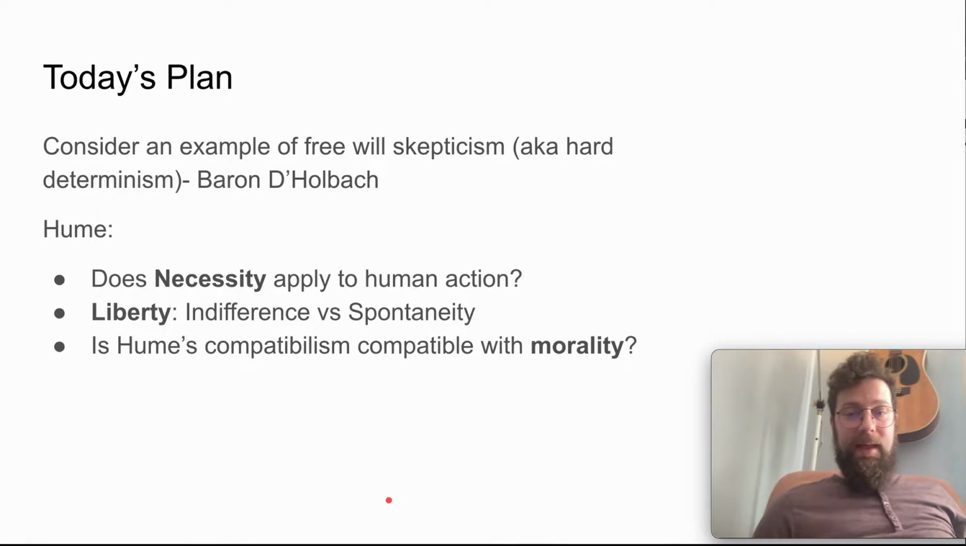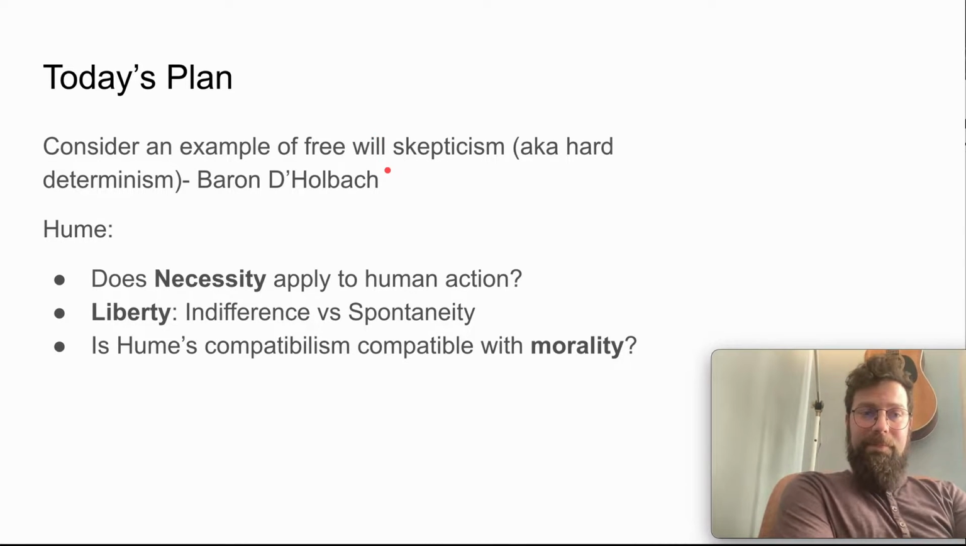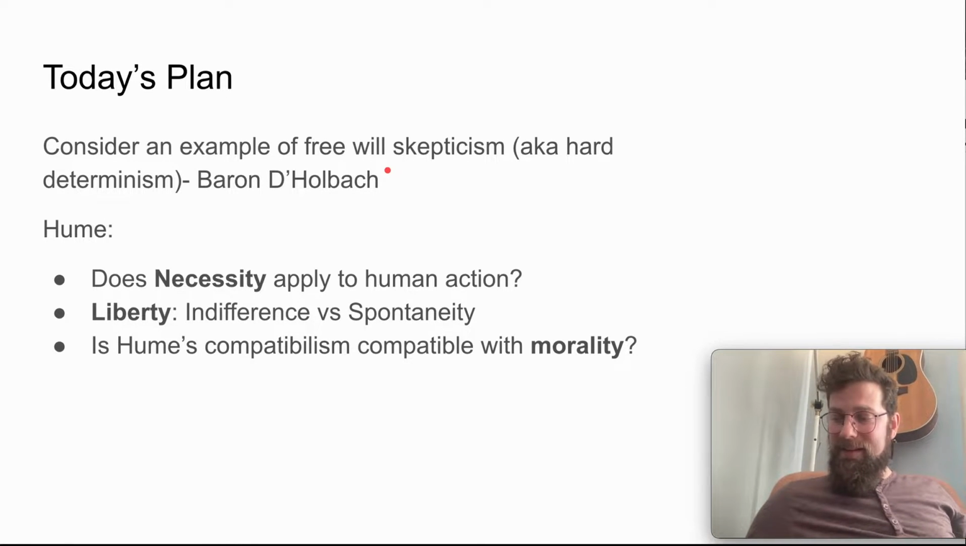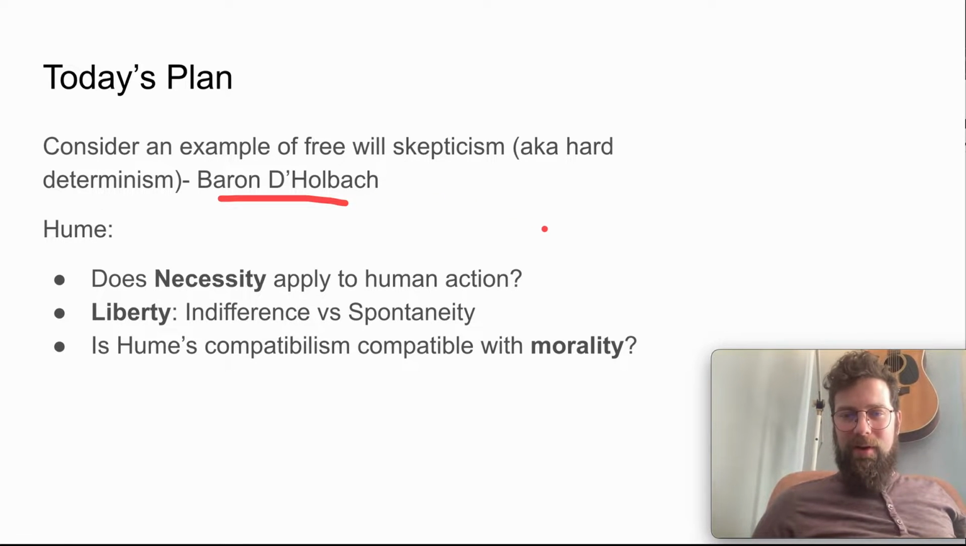So here's the plan. The first thing I want to do is consider an example of skepticism about free will. That is the view that's sometimes known as hard determinism. And this was a view defended rather vociferously, that is, with a lot of force and vigor, by another thinker of Hume's time, Baron de Holbach. Paul Henry Thiry was his given name, but his nobility name was Baron de Holbach, and that's how he's often known.